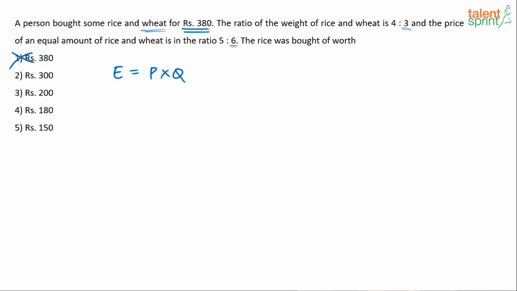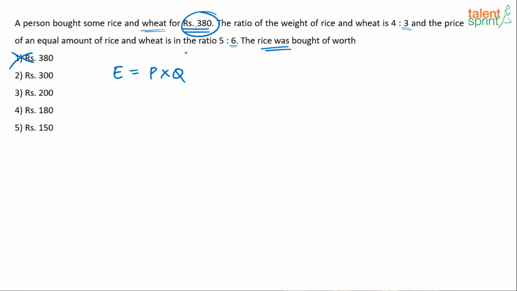So now what we need to do is split this 380 into 2 parts. Split this 380 in terms of amount for rice and amount for wheat. And the amount for rice is what is going to be your answer. Now we know that the amount here is dependent on price and quantity.